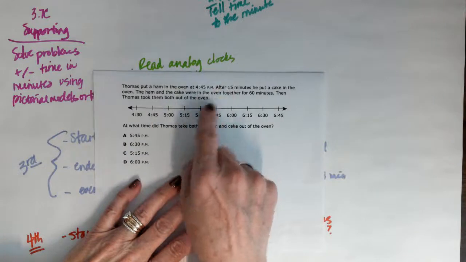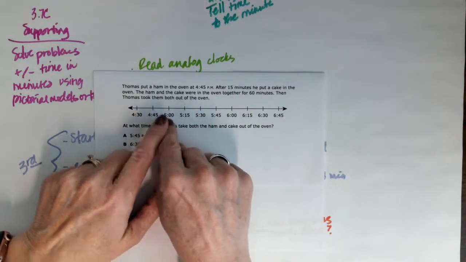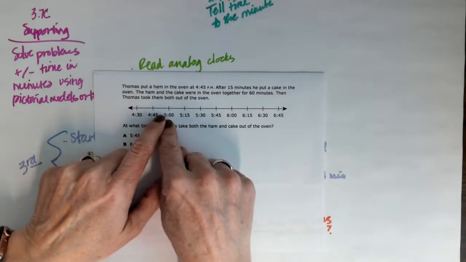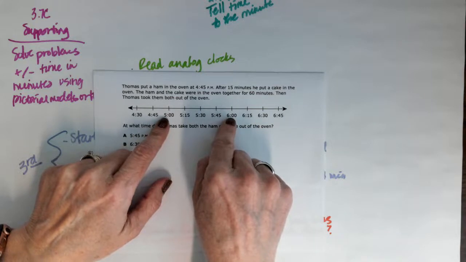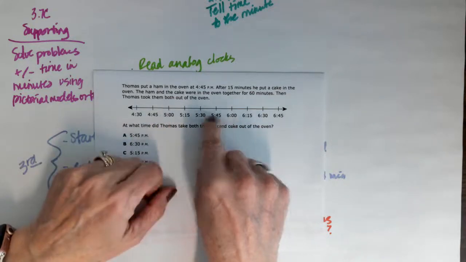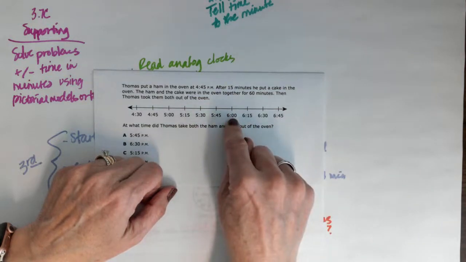So we put the ham in the oven at 4:45. After 15 minutes, he put the cake in the oven. The ham and the cake were both in the oven together for 60 minutes. We need to know 60 minutes is 1 hour. Then he took them both out of the oven. At what time did he take them out of the oven? He took them out of the oven at 6 o'clock.